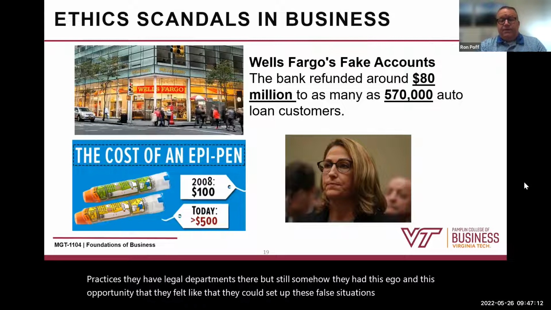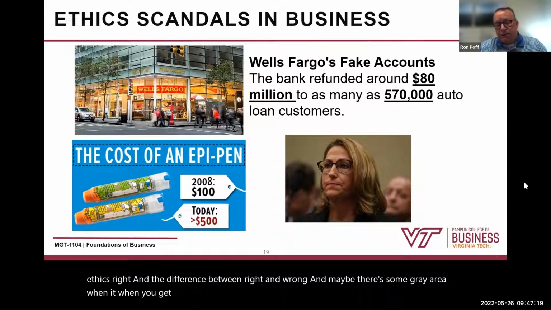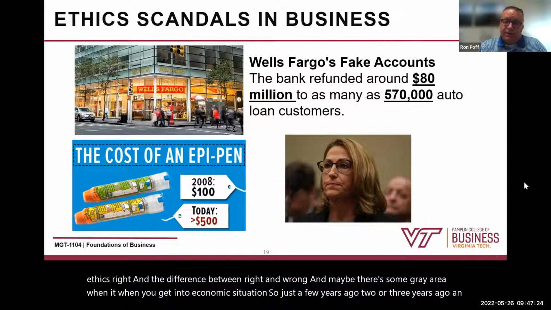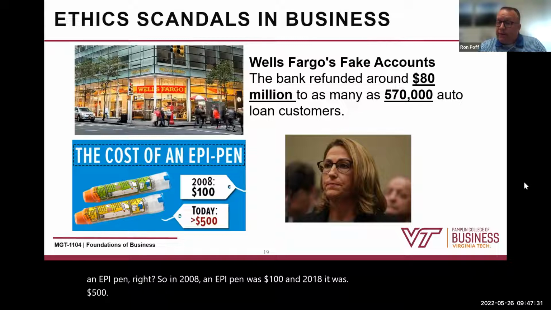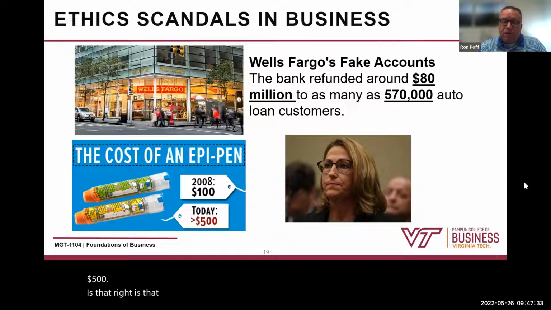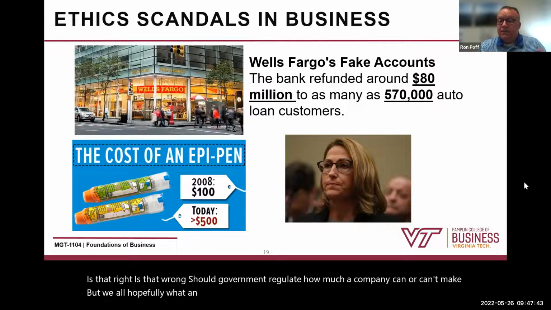Then you get into ethics, right? And the difference between right and wrong, and maybe there's some gray area when you get into economic situations. So just a few years ago, two or three years ago, the EpiPen, right? In 2008, an EpiPen was $100. In 2018, it was $500. Is that right? Is that wrong? Should government regulate how much a company can or can't make? But hopefully we all know what an EpiPen does. It basically can save the life of a human being, right?